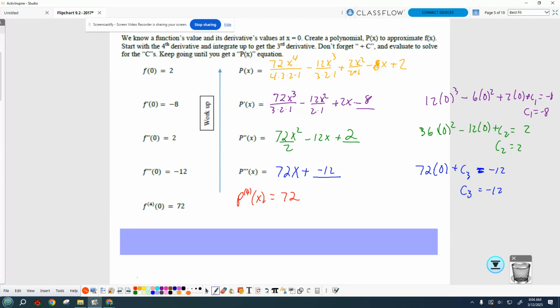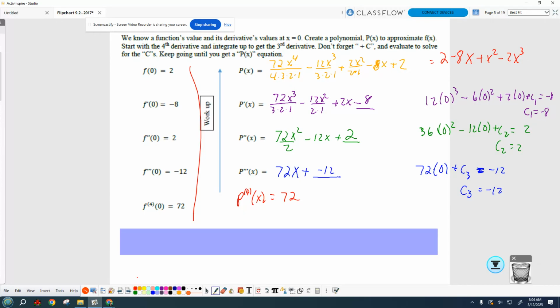I am leaving the 4 times 3 times 2 times 1 to get you to believe me and understand where these factorials are coming from. You would probably just have reduced along the way. And so the polynomial that would approximate this mystery function is 2 minus 8x plus x squared minus 2x cubed, and then 3x to the 4th.